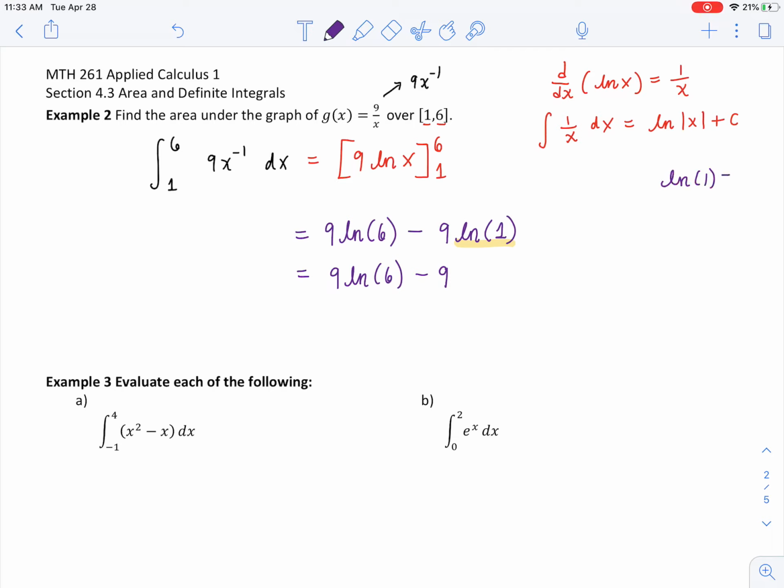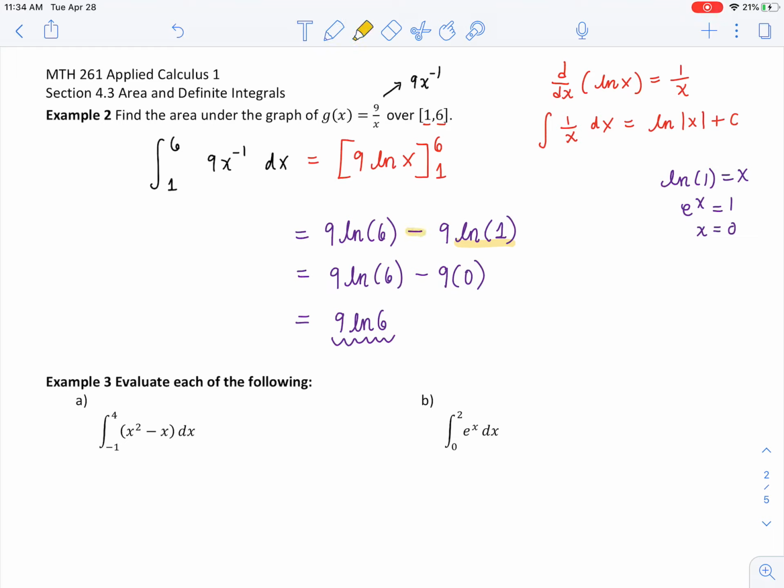now I'm telling you, you know this, what is natural log of 1? In other words, what do you have to raise e to so that you get 1? That must be 0, right? So natural log of 1 is simply 0. Therefore, your final answer is 9 times natural log of 6. So great review of 4.1 where we cannot use the power rule. Remember, power rule doesn't apply when n equals, the exponent equals -1. Then you have to use the natural log property, natural log rule there.